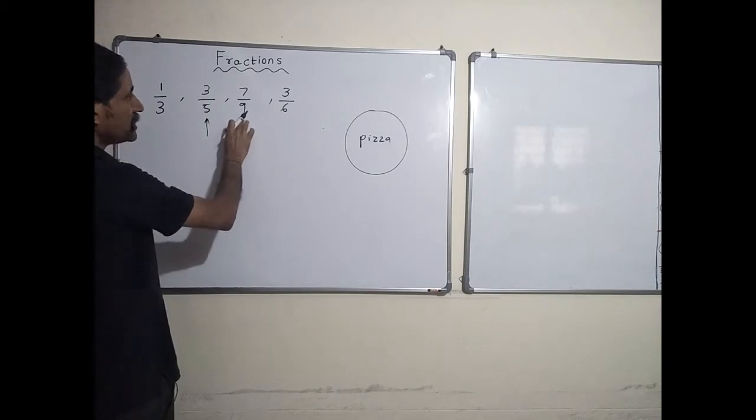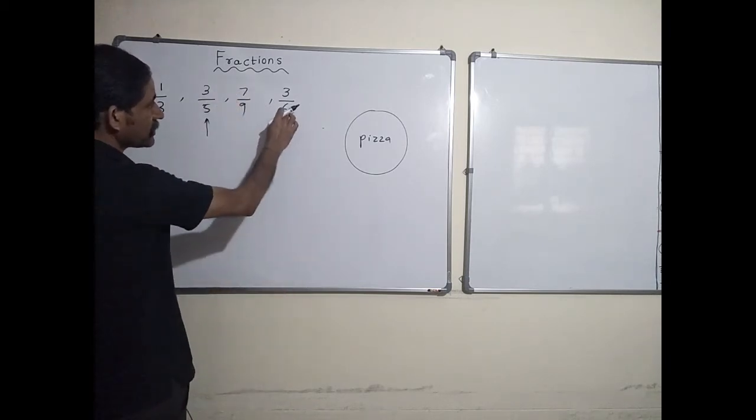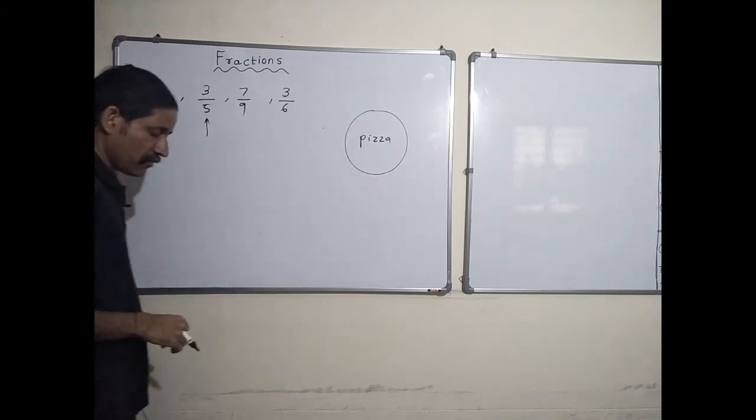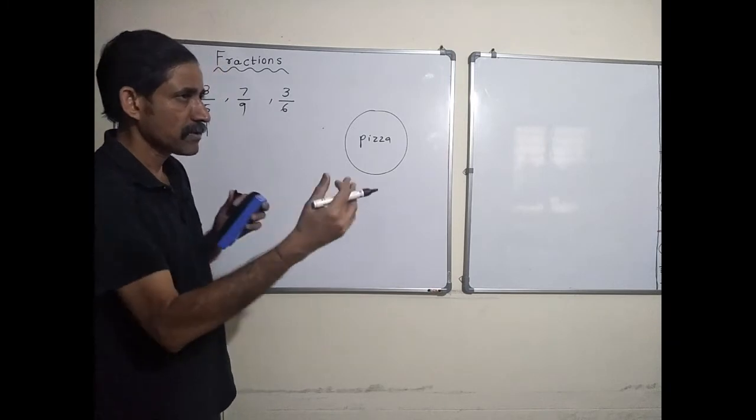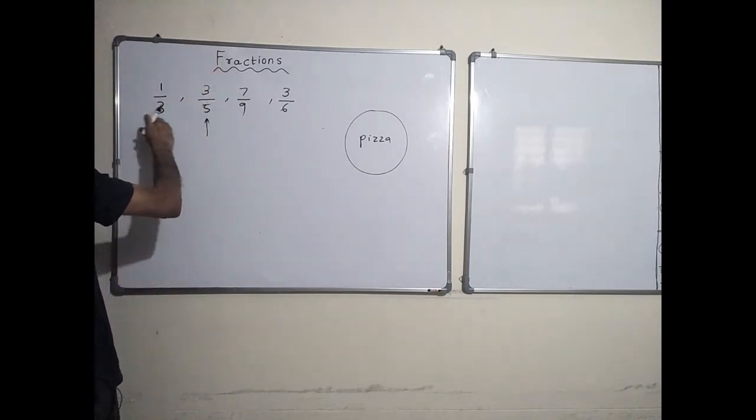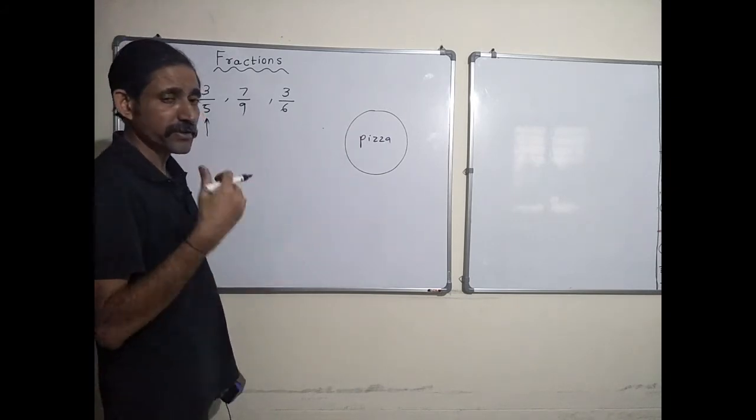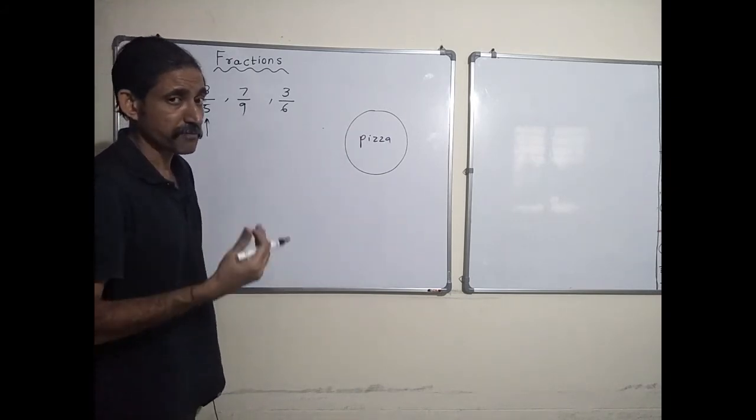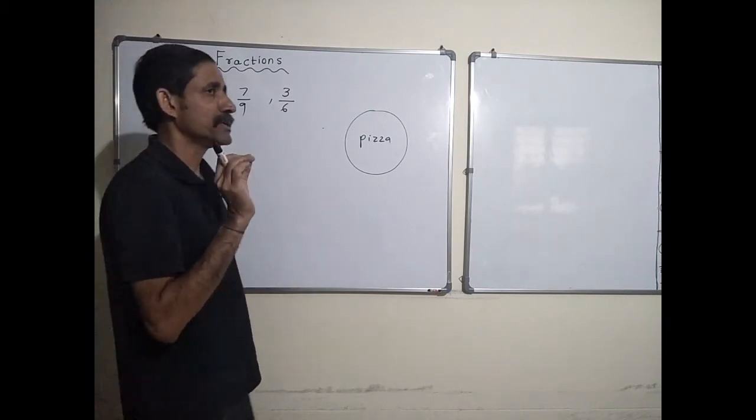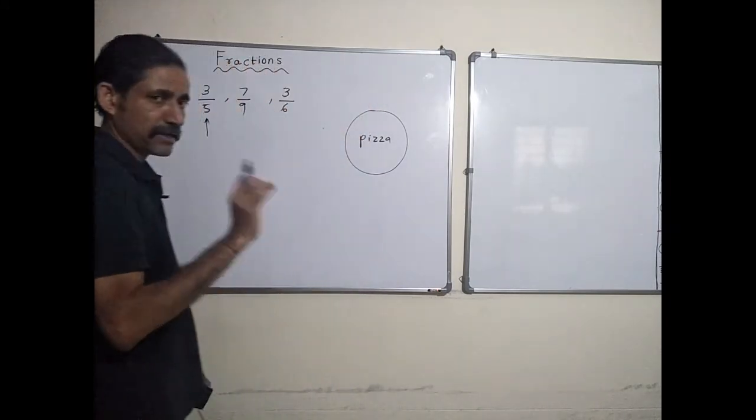Here in this case the pizza is divided into 9 pieces, I get 7 out of it, and in the same way 6 pieces it is cut, I get 3 pieces. Now it's very hard to compare and say okay, this is more than that, because the denominator is different each time. Each time the pizza is cut into a different number of pieces, so it is very hard to compare. So what we should do first is convert all the fractions into like fractions.